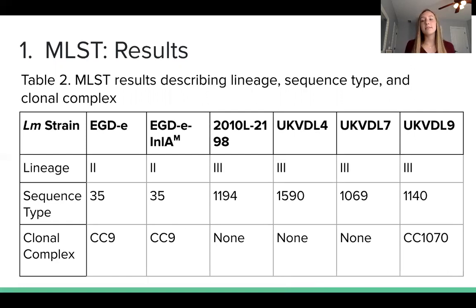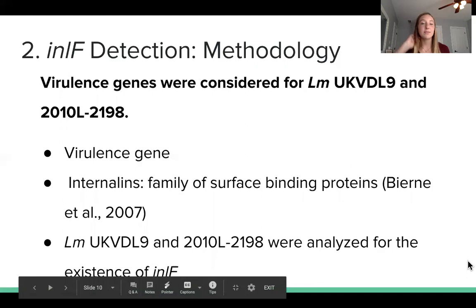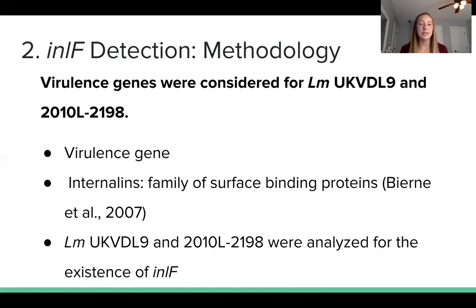And so that caused the rest of my research to focus directly on 2010 L2198 and UKVDL9 specifically to see what makes them neurotropic. And this leads me into my second project, INLF detection. For this, I was analyzing UKVDL9 and 2010 L2198 for the existence of a virulence gene. And a virulence gene is a specific gene in Listeria that codes for a protein that allows it to cross the blood-brain barrier.